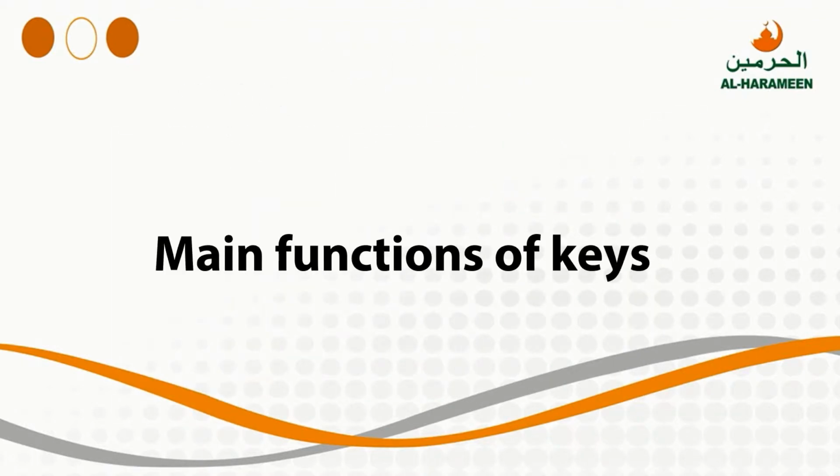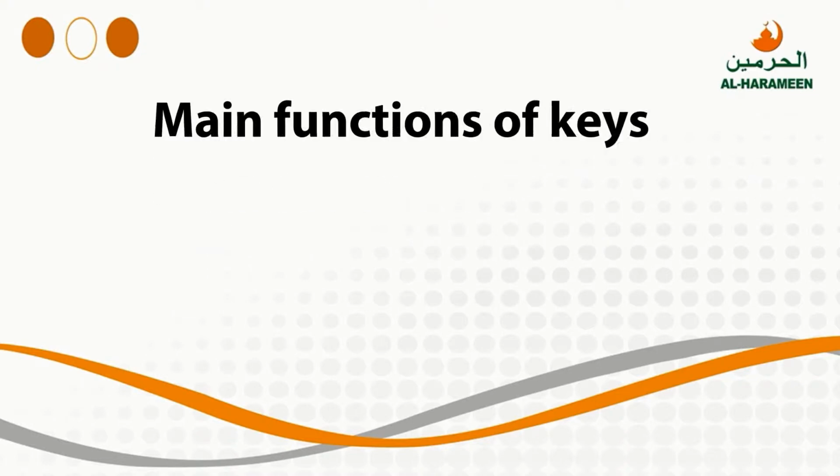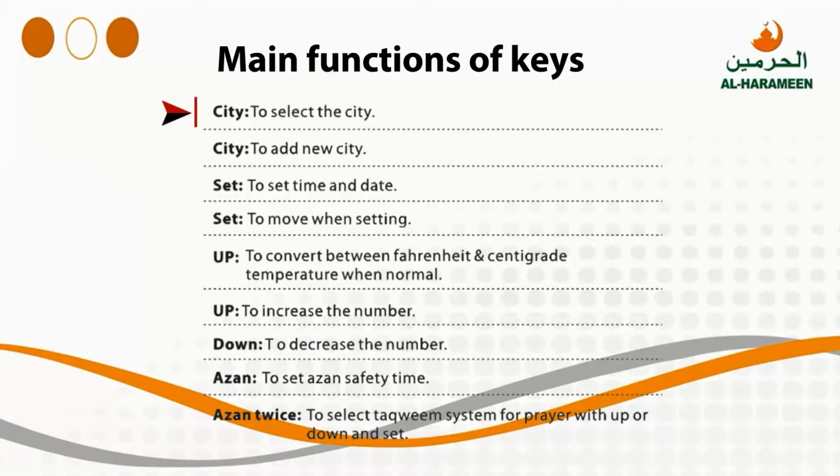Main functions of keys. City, to select the city. City, to add new city. Set, to set time and date. Set, to move when setting. Up, to convert between Fahrenheit and centigrade temperature when normal. Up, to increase the number.